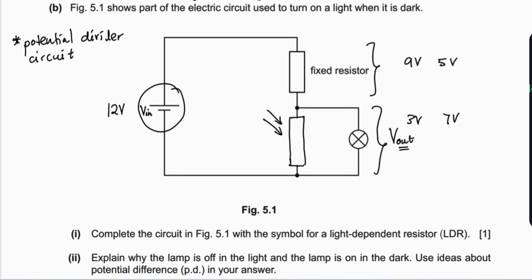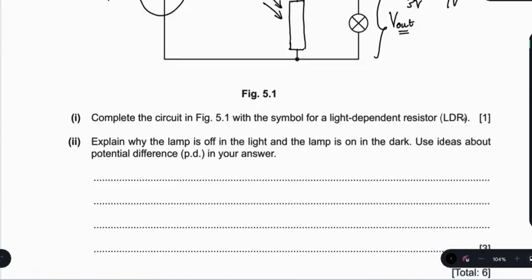All right, so an LDR, since its resistance varies with light, it means that when light intensity is high, we have low resistance, and in that case we'll have low voltage across that region, and more voltage will be pushed towards the fixed resistor, and vice versa. So in our case, the question wants us to explain why the lamp is off in the light.